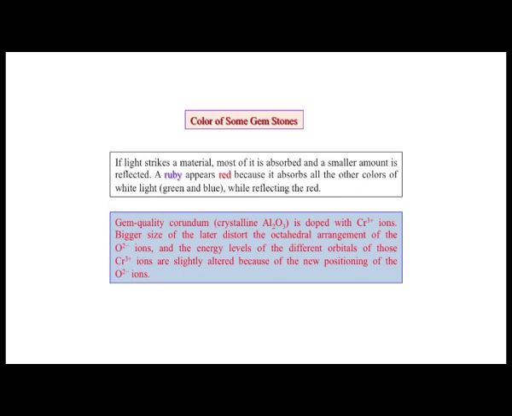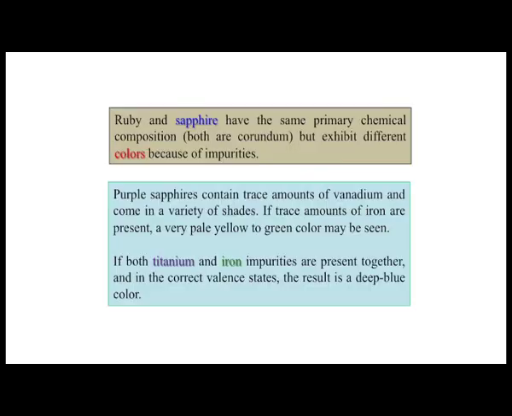So, the new position of the O2- in the distorted form will be responsible for the typical coloration of this ruby gem. Another one is sapphire, and the chemical composition of both of them is corundum, but they exhibit different colors. This is due to the placement of the impurities, that the composition is different. So, the primary chemical composition may be the same, but the corresponding impurities are different.